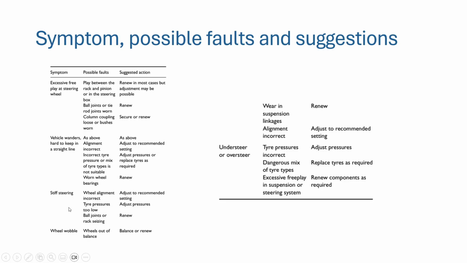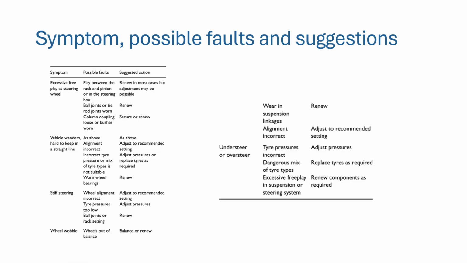Next, stiff steering. You are finding it very hard to use the steering wheel. In this case, the possibility is incorrect wheel alignment, so you have to adjust the alignment setting. And low tire pressure: if there is very low pressure in the tire, in that case you will face very stiff steering. Then you have to adjust the pressure to the required level, pumping air into the wheel. And the ball joint or rack seizing may be another problem. In that case, you have to renew both.